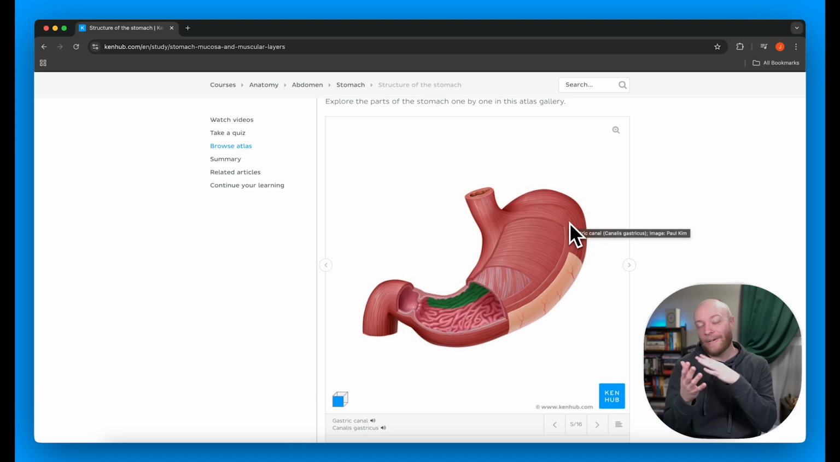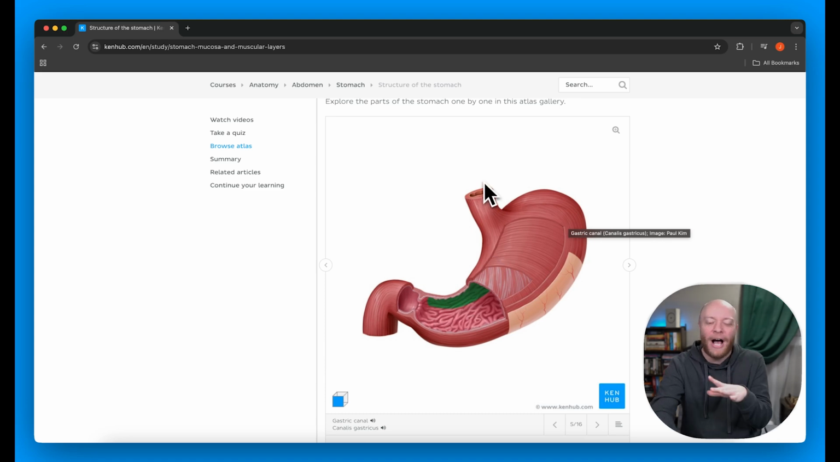Now, where does that digestive material travel through? Well, this is going to be the gastric canal. So the gastric canal is this thin line here that goes from the esophagus and travels down to what we're going to see is the pylorus, or the pyloric canal, or the pyloric part towards the pyloric sphincter. I just said pyloric a lot.